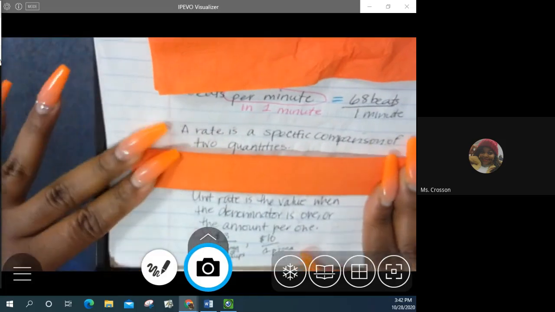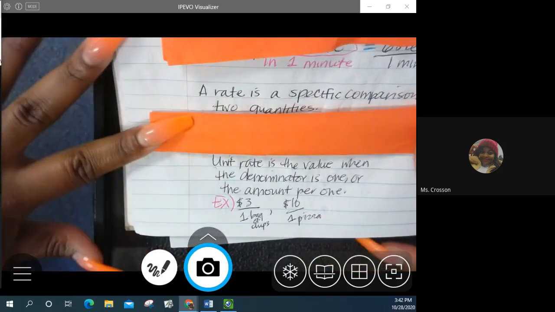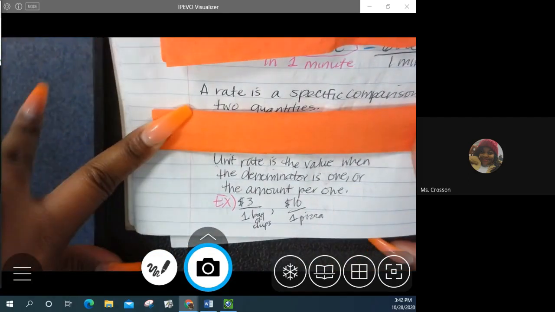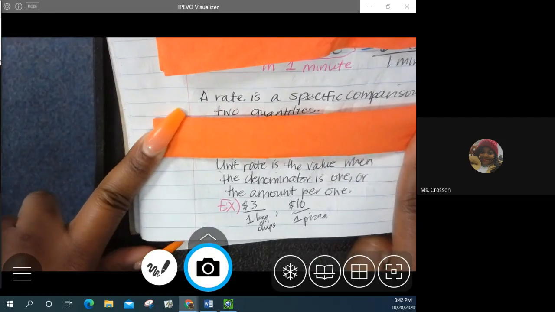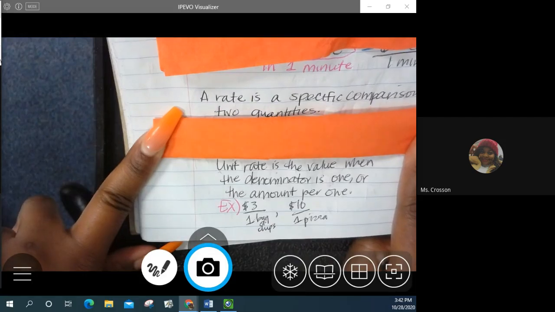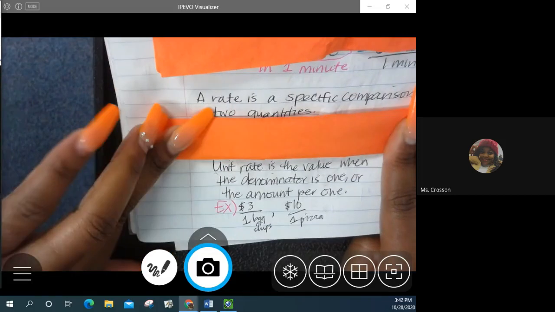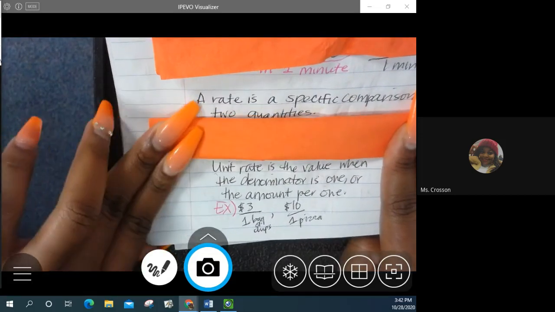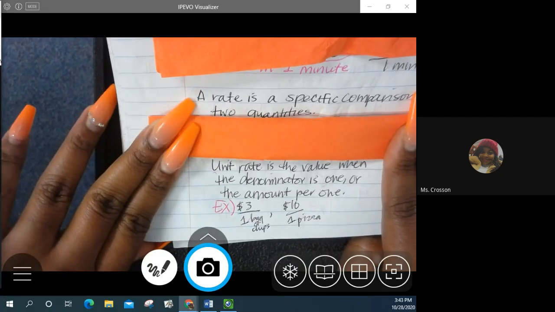Okay, so when we talk about unit rate, it is the value when the denominator is 1, or the amount per 1. So if we have $3 per bag of chips, the unit rate is $3. The unit rate is the amount per one. Your unit rate always has to have a denominator of 1. So if I say $10 for one slice of pizza, that's my unit rate. $10 per pizza, that's my unit rate.